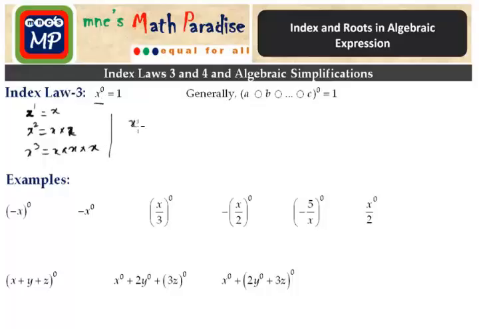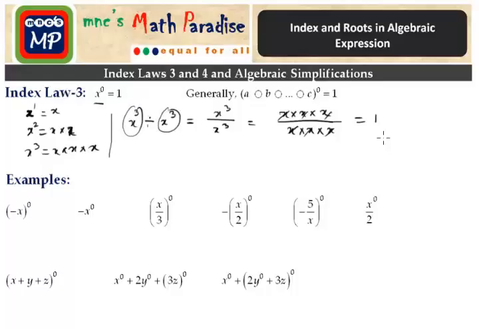Okay, let us take an example: x to the power 3 division x to the power 3. That means x to the power 3 is a multiplication of 3 x's, and x to the power 3 is also a multiplication of 3 x's. If we cancel all the numerators and denominators, then we will get 1. So dividing the same term by itself makes 1.